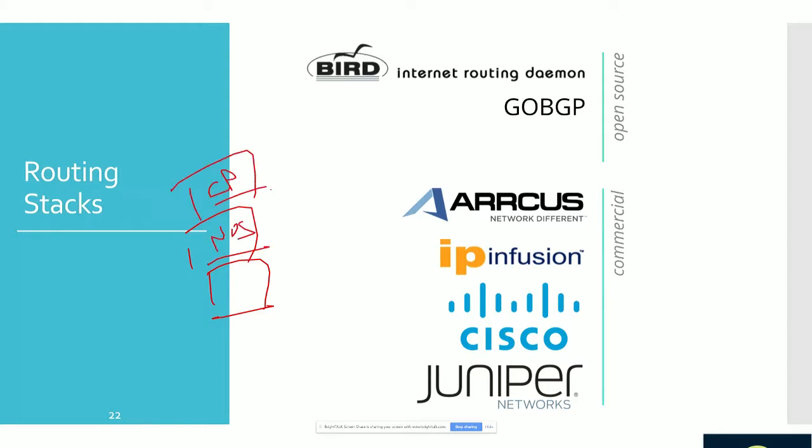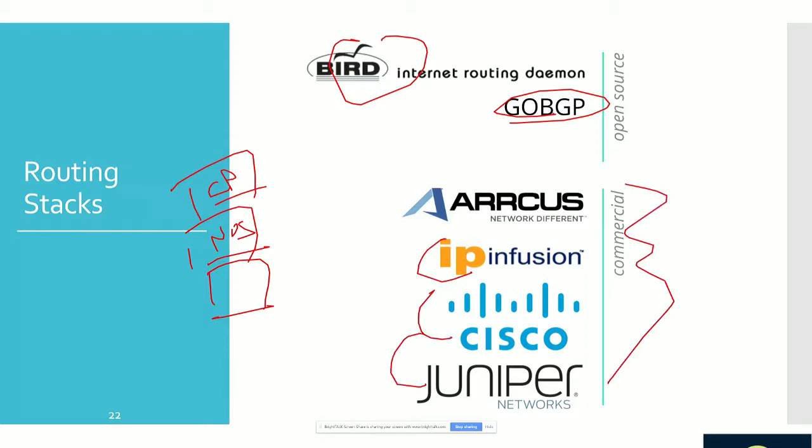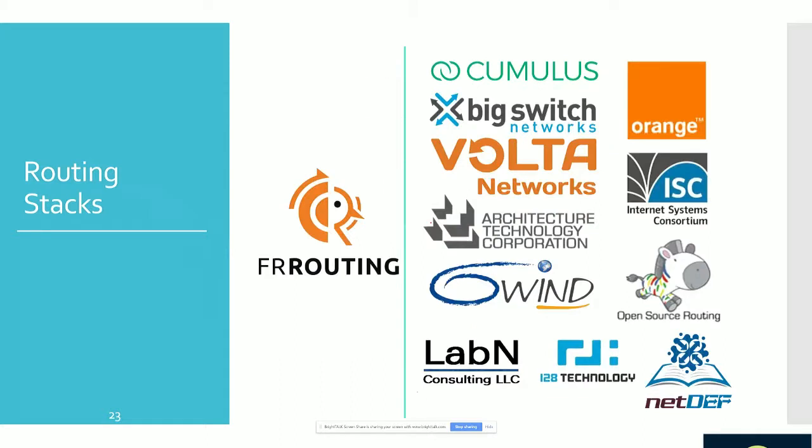So the control planes are lots of different things. There are open source ones like GoBGP, there's Bird, there are a bunch of commercial ones, IP Infusion. Cisco, of course, has their own routing stack. Juniper does. Arcus, again, has their own routing stack that is newish. So there are all these different ones. There's actually FRRouting, which is probably the most widely deployed open source routing stack out there.